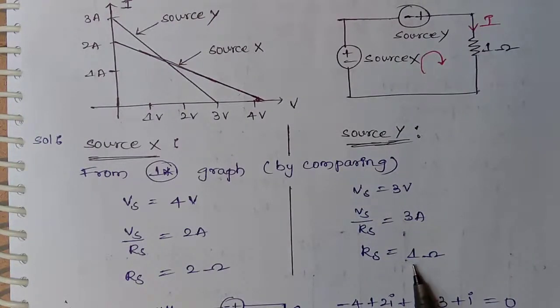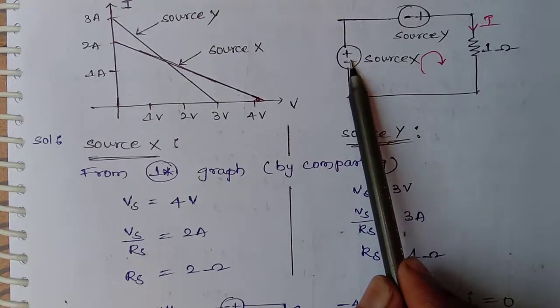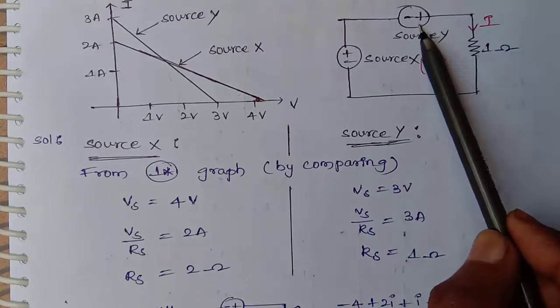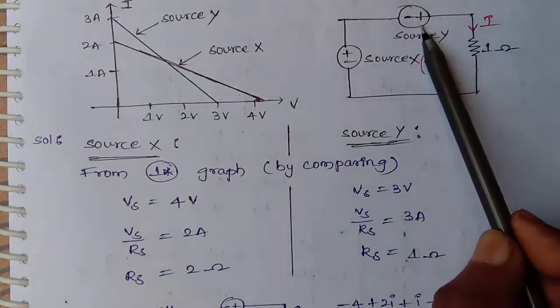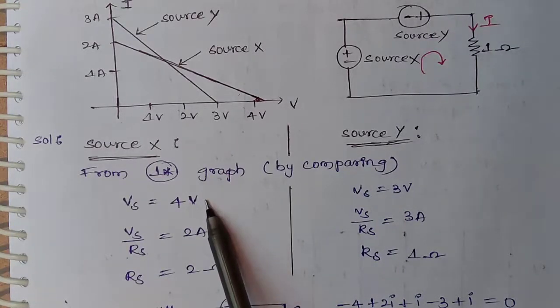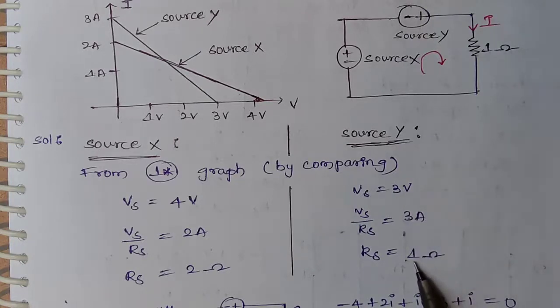Now you got the voltage value and internal resistance for source X, and the voltage value and internal resistance of source Y, which are 4 volts and 2 ohms. This is the voltage value of X and resistance value of X. 3 volts and 1 ohm is the voltage value of source Y and the internal resistance of source Y.